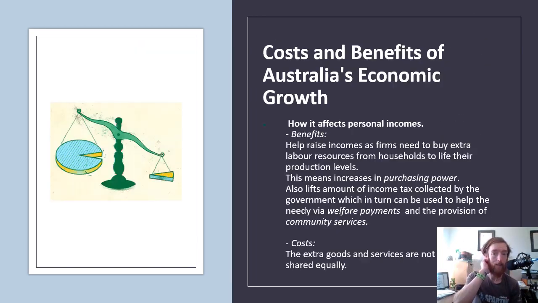Next up, how it affects personal incomes. If there is more economic growth, it can lead to firms needing more labor resources from households to lift their production levels. This usually means that more people have jobs, therefore they have more income and more purchasing power. It also lifts the amount of income tax collected by the government, which in turn can be used to help the needy via welfare payments and the provision of community services.